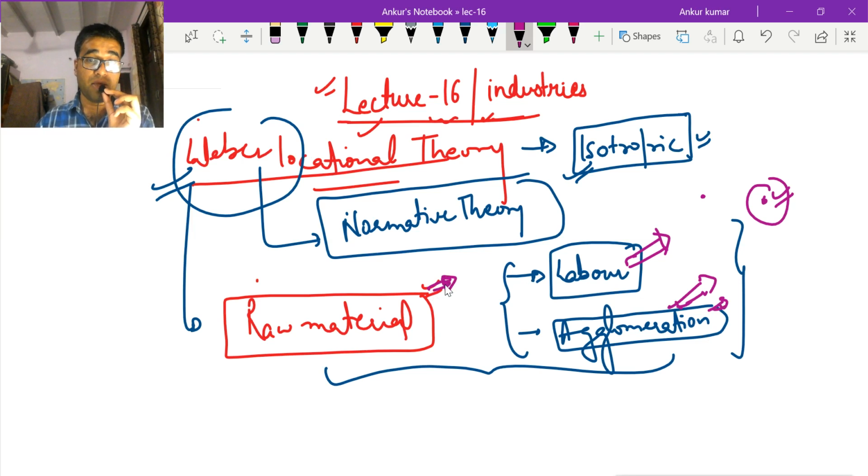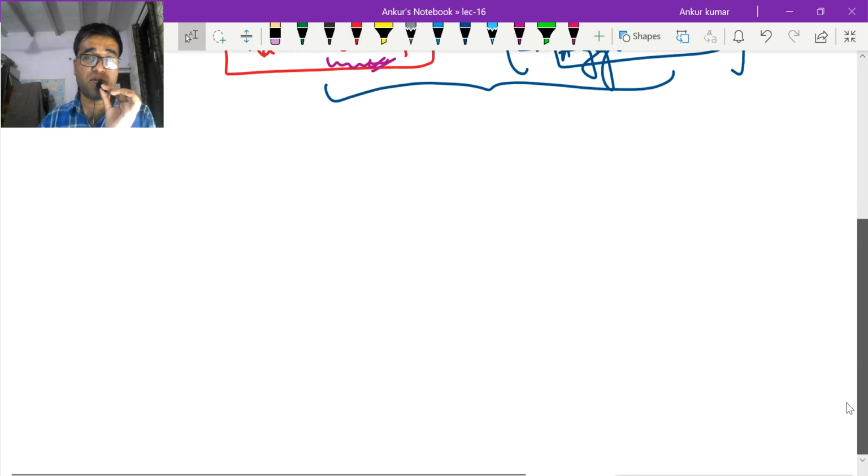With regard to raw material, Weber said the raw material influences the location of industry, but in today's context it is not always true, because of the invention of new modes of transportation, right? Raw material transportation has become easier, so its significance has also reduced, but that never means that raw material is no longer an influential factor in determining the location of industry. It is a factor. So this is the basic brief that I want to give you about these three factors which Weber thought of. But now let us discuss the theory in more detail.